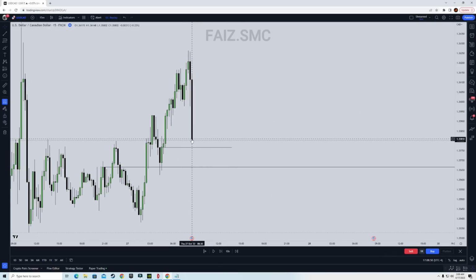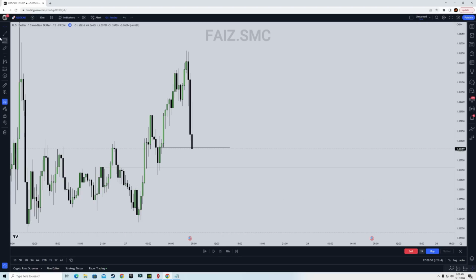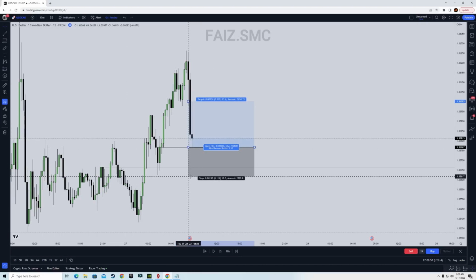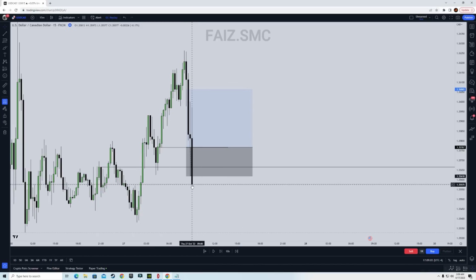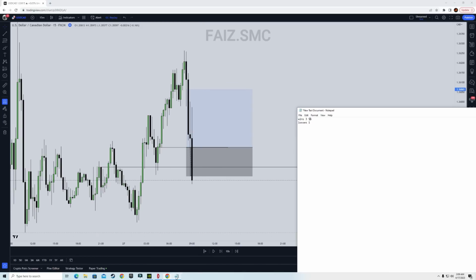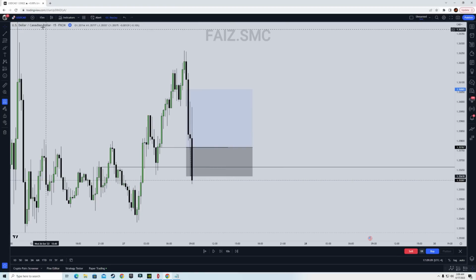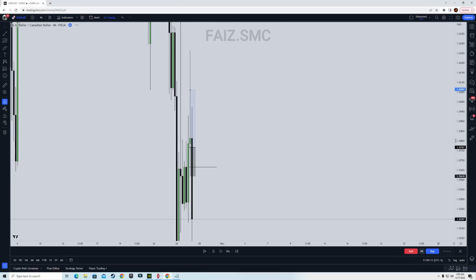Yep, I will take my long right there, put my stop right below this level. Let's go for 1 to 2 as usual, but this is a very risky setup, and yep, I knew it because this was coming and I knew it, but whatever, we followed the rules of the strategy.